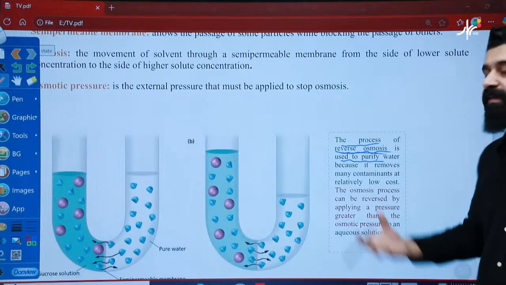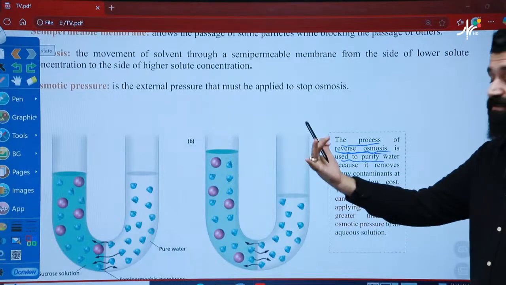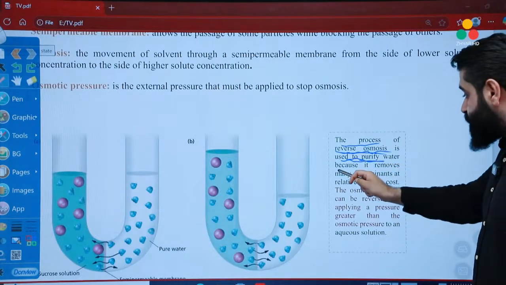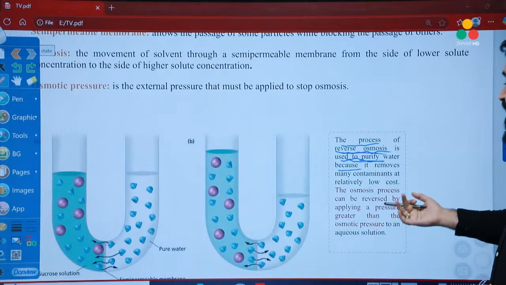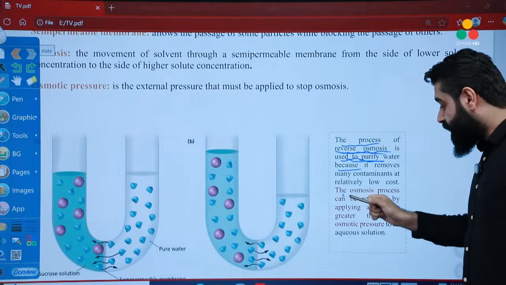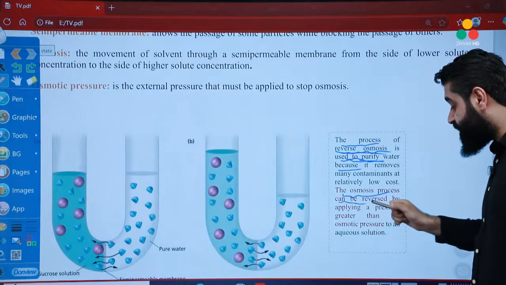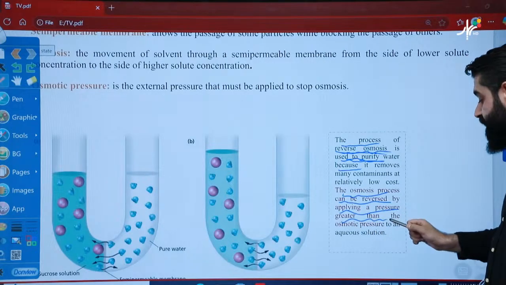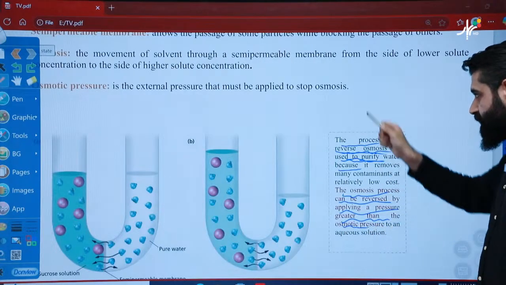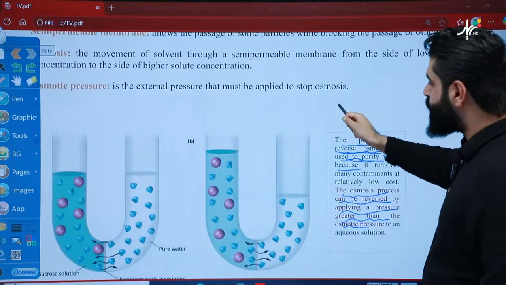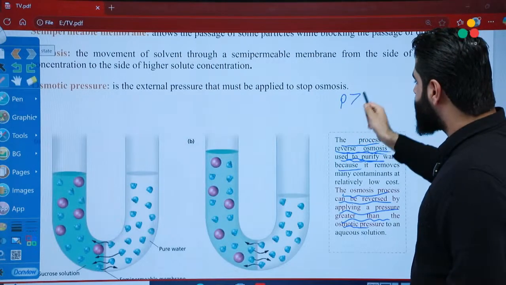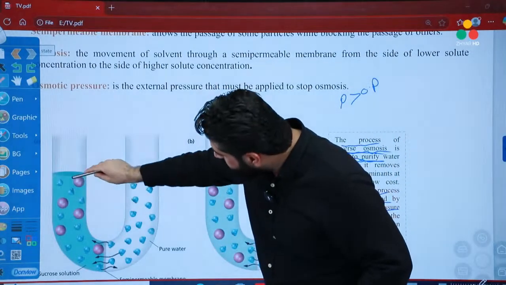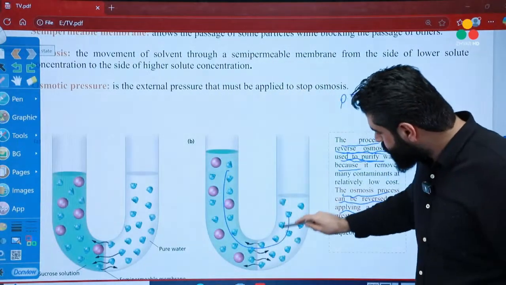Now I'll tell you how to get the reverse process of osmosis, which can be reversed and is used to purify water from any contamination. The osmosis process can be reversed by applying a pressure which is greater than the osmotic pressure. So if we apply a pressure greater than the osmotic pressure, then we will send back all the water molecules from here to here.